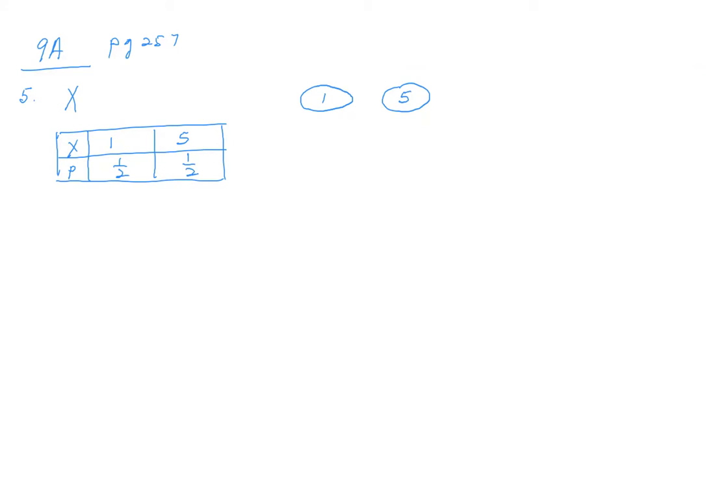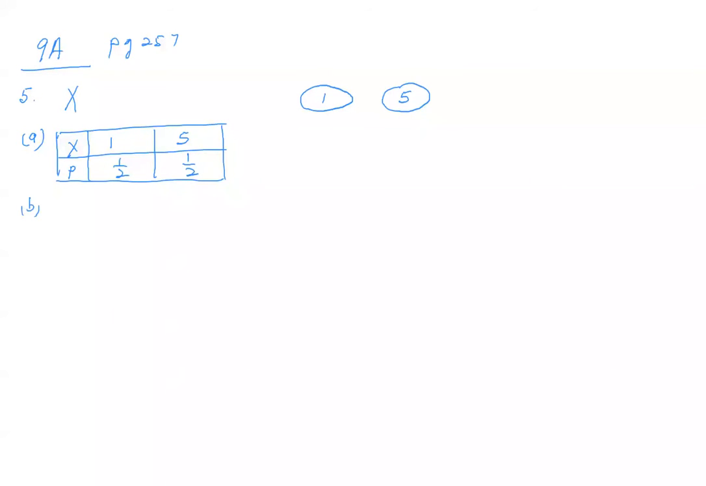Single flip. Okay, so now part A. They say, find the probability distribution of X. So this is my answer for part A. This is the probability distribution for X. Can or not? Okay, then find the mean and the standard deviation for X.